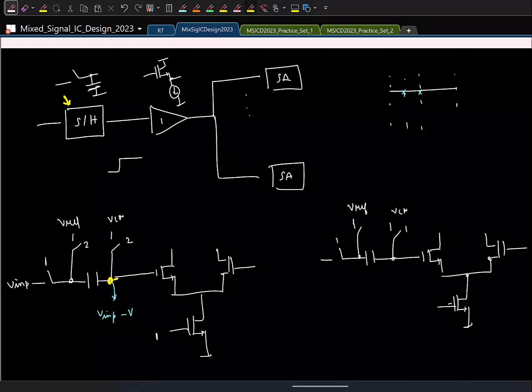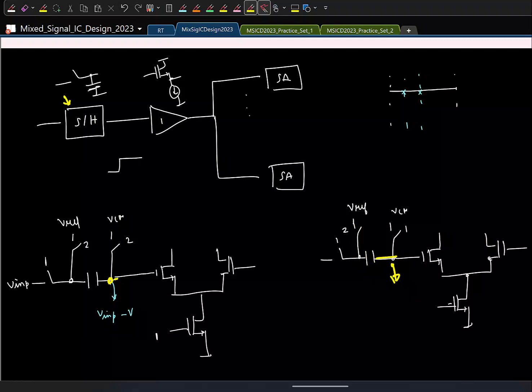This is the same thing, right? Here, first the capacitor is charged to reference, and when the input is applied, you have input minus reference. Here we are doing the opposite. Sorry, first we are charging the capacitor to the input. This is charged to the input. Now when you connect the reference signal to here, you will have reference minus the input here.